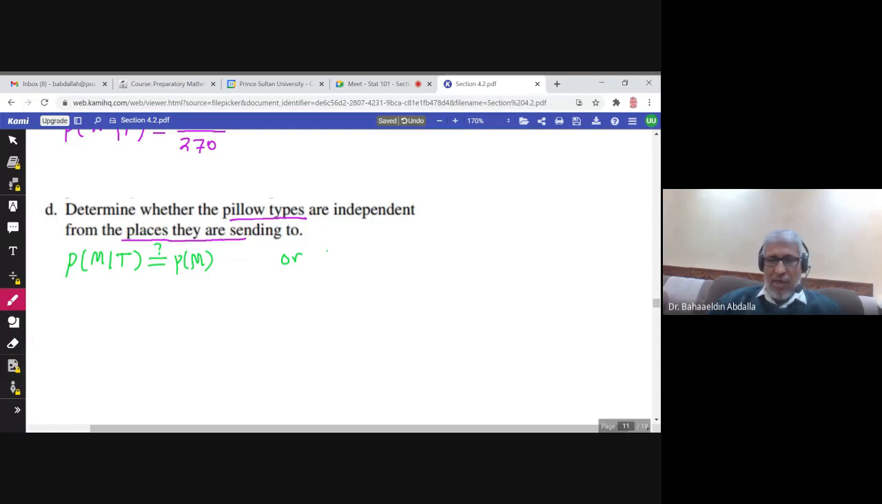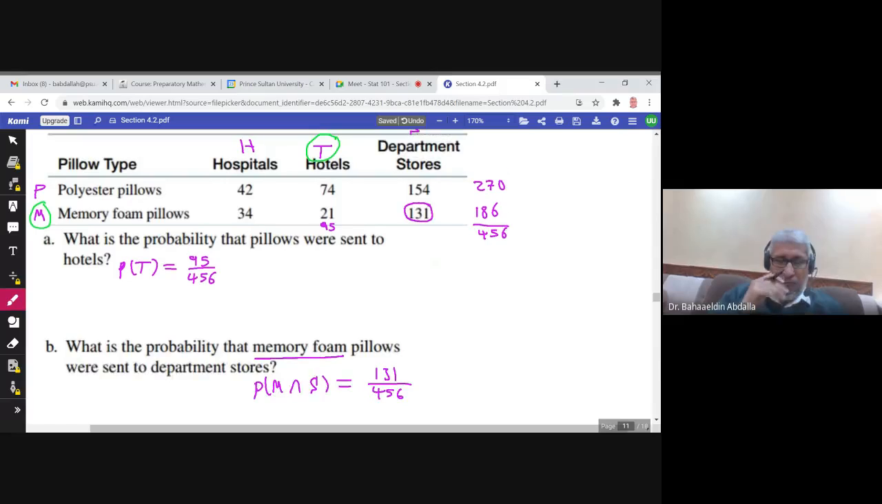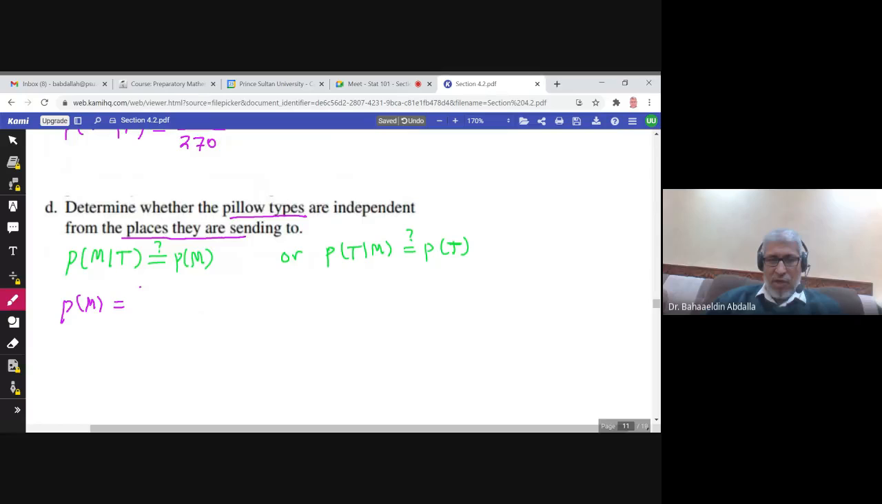Or you can find probability of T given M and check whether this is equal to probability of T or not. You can do this or this. Okay, so I will do the first one. Let me find probability of M. Well, probability of M is the number of memory foam pillows, 186 over 456. If I simplify this by the calculator, I will get 31 over 76.